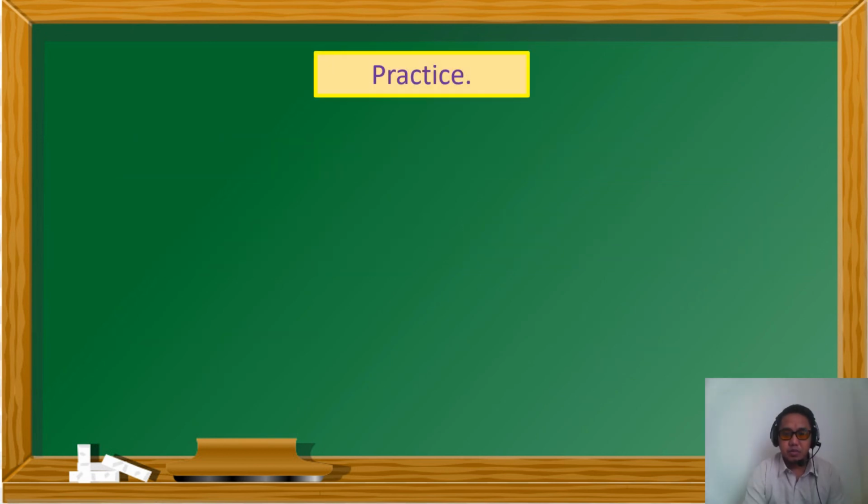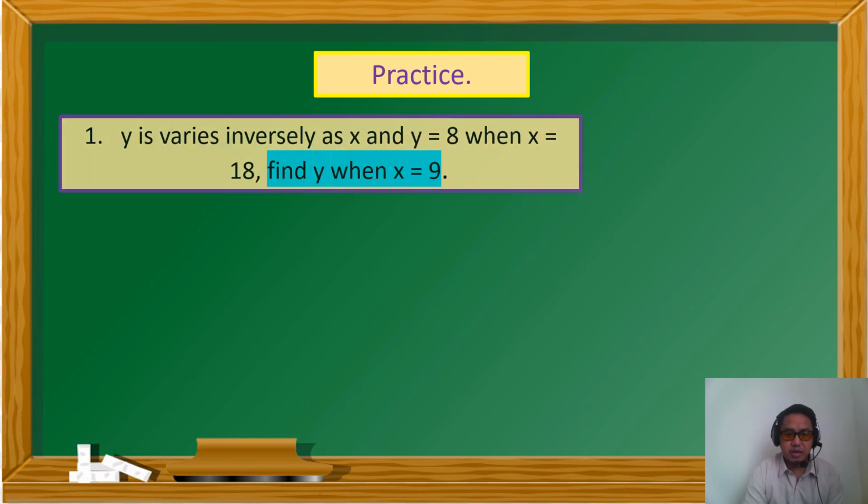Ayan. So, I think this is the last one. So, if y varies inversely as x and y is equal to 8, when x is equal to 18, find y when x is equal to 9. Again, ipopost nyo muna yung video. Pagka-post nyo ng video, try nyo sagutan. Siguro after 5 minutes, o 2 minutes. If your answer is this, x is equal to 9, y is equal to 16.